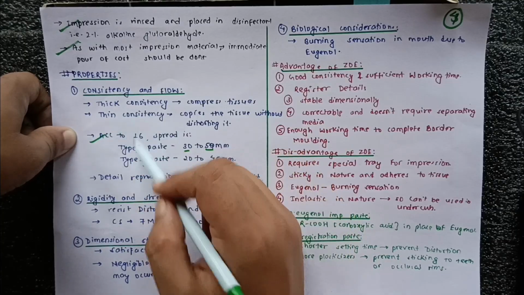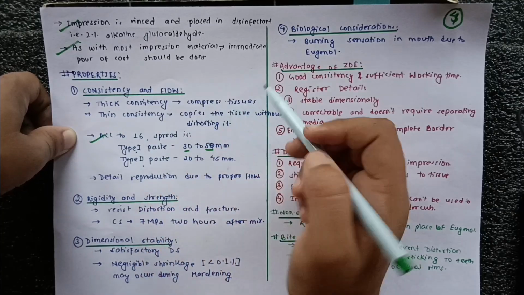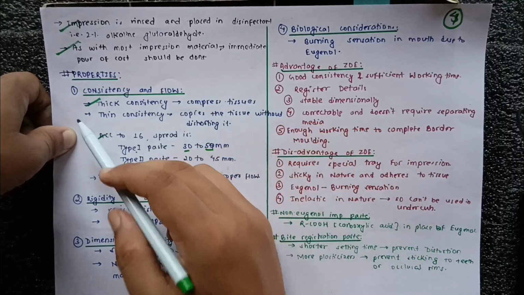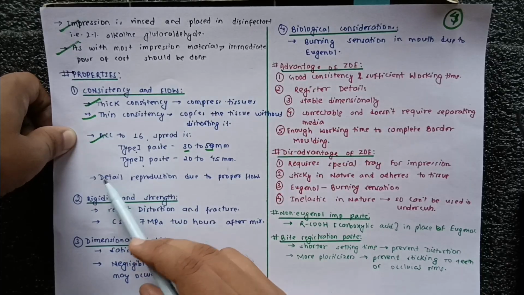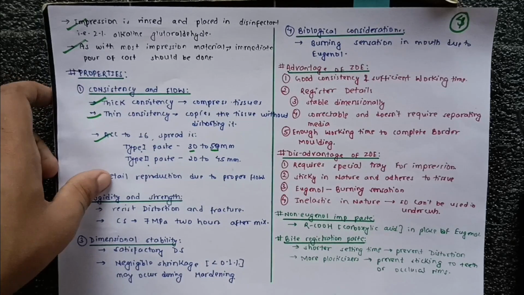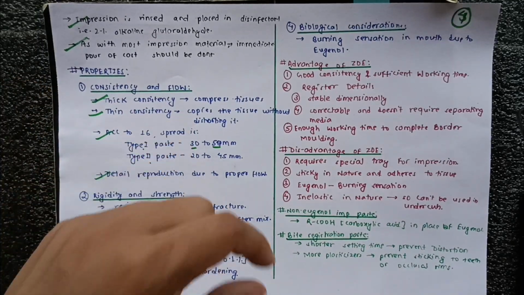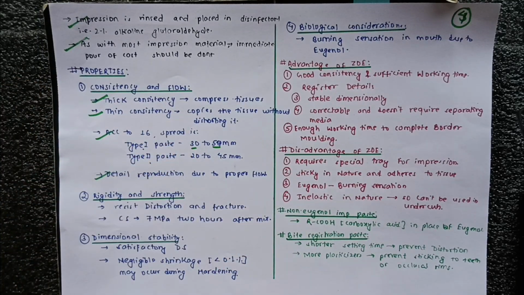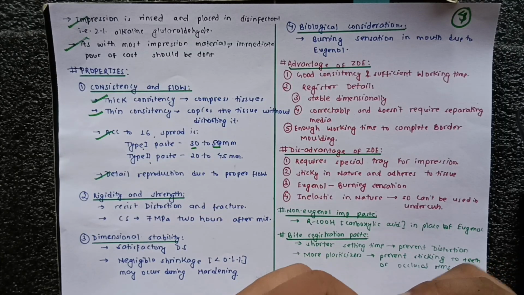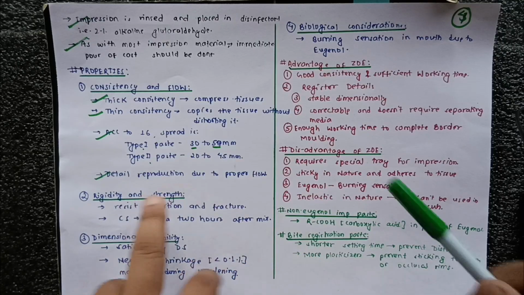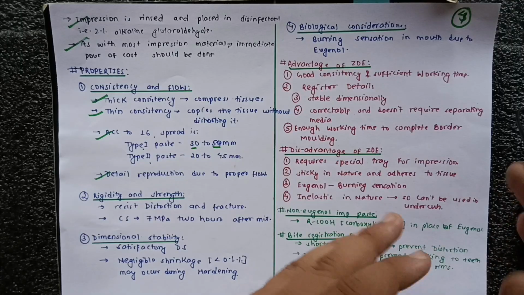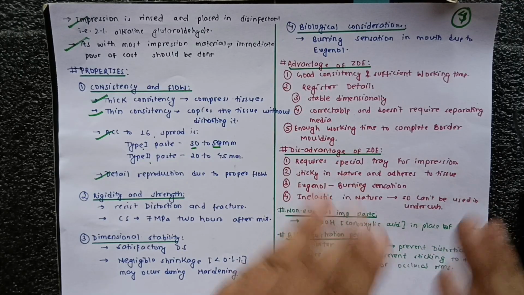Thick consistency means type 1 compresses the tissue and takes the impression, and thin consistency copies every detail of the tissue without distorting it. Another point is detailed reproduction due to the proper flow. If the flow is better, it will take every small detail of the tissue, and if the flow is not better, the consistency is harder, and it cannot take the proper details of the tissue. So detailed reproduction by zinc oxide eugenol is good, as it has good flow, so you should remember that.